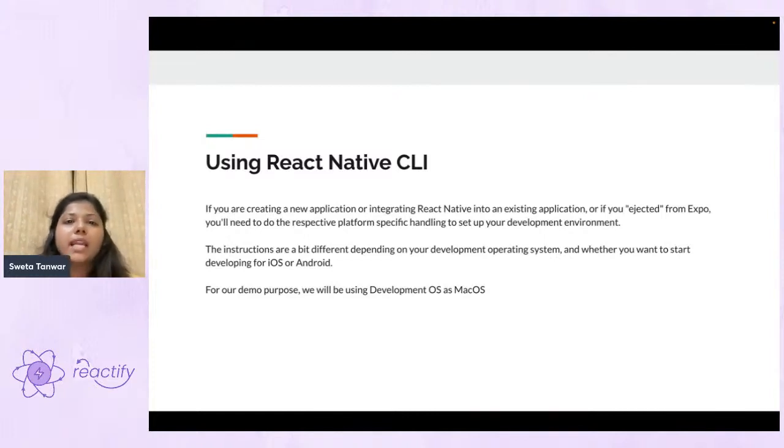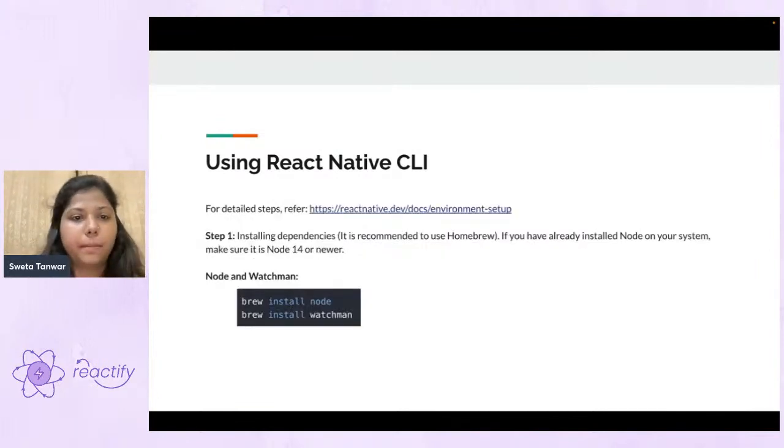So using this React Native CLI requires us to do some of the configurations to set up a development environment. So for that, if you're actually creating a new application or integrating React Native into an existing application, or if you eject it from the Expo, which by the way, you can do, you'll need to do the respective platform specific handling to set up the environment. We'll go through these in the further steps. And for the demo purpose, we'll be using the development OS as macOS.